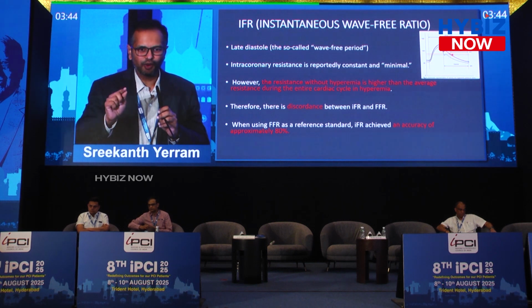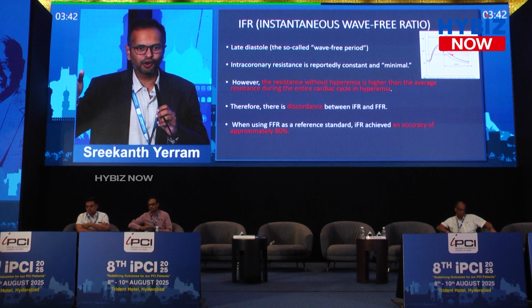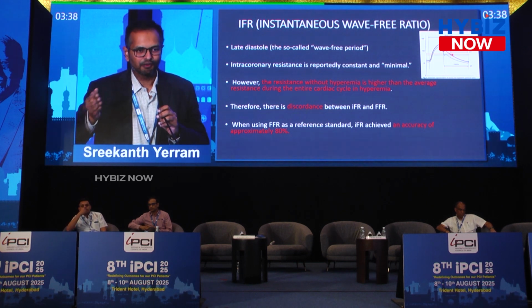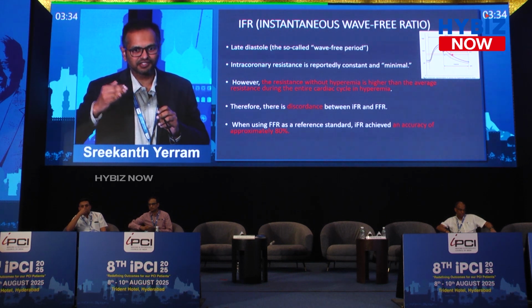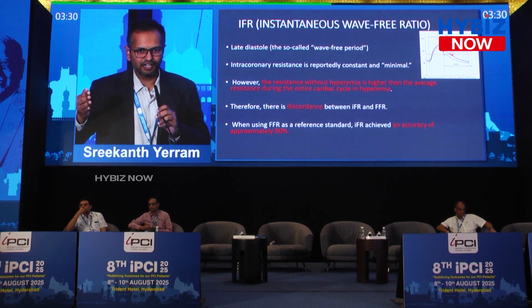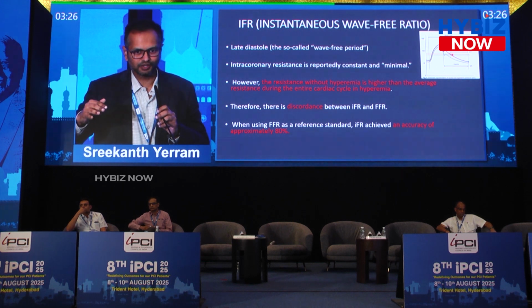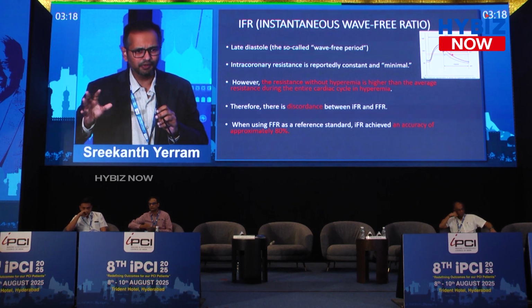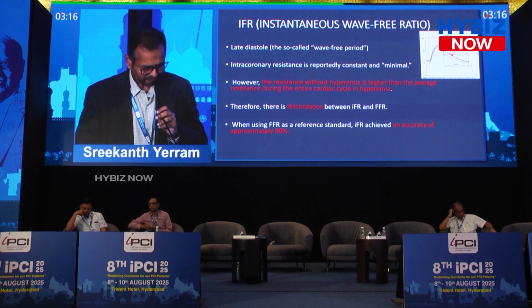So why is FFR less than 0.80 significant, but for IFR we take it as less than 0.89? Because in the resting state, your microvascular resistance is a little higher when you are measuring IFR. For FFR, you create good hyperemia, so your vascular resistance is lower. That's why your IFR values are a little higher when compared to FFR. And IFR and RFR are almost 80% as accurate as FFR.